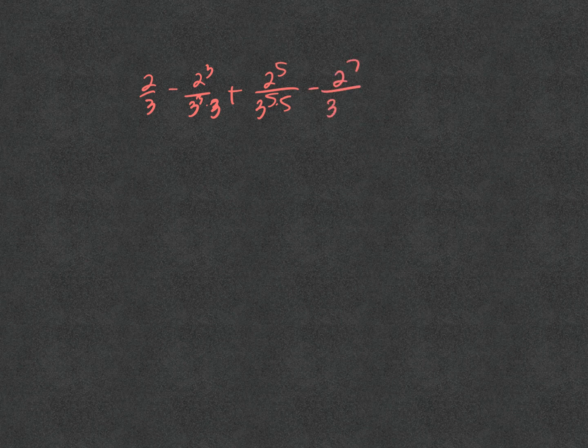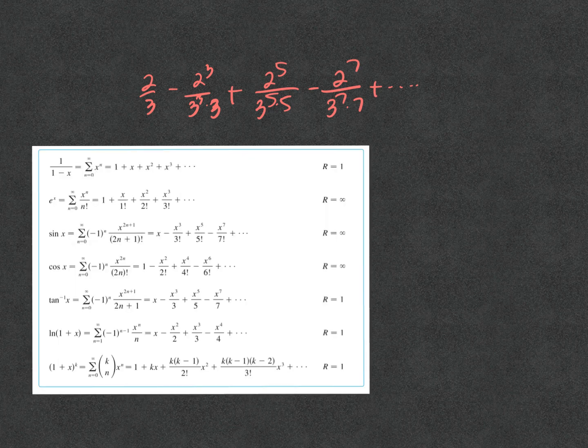So this one says 2/3 minus (2 to the third over 3 to the third) times 3. My thirds are a little hard to read. Plus (2 to the fifth over 3 to the fifth) times 5, minus (2 to the 7th over 3 to the 7th) times 7, plus dot, dot, dot. So let's bring that table in again. I'm going to provide this table for this part of the problem.